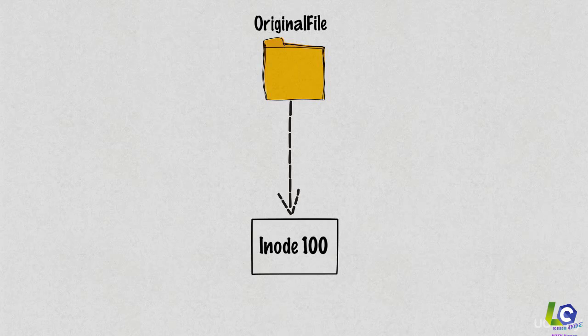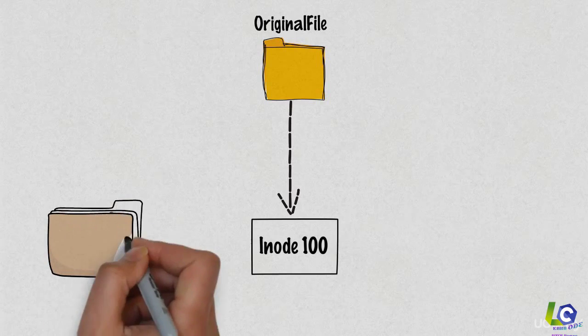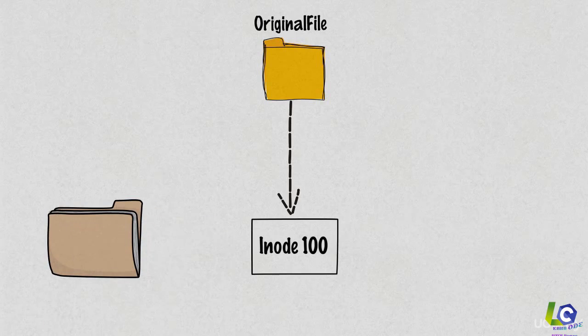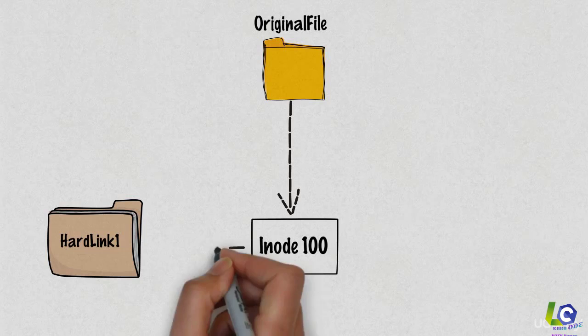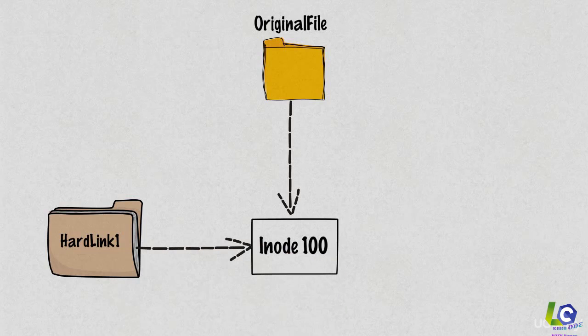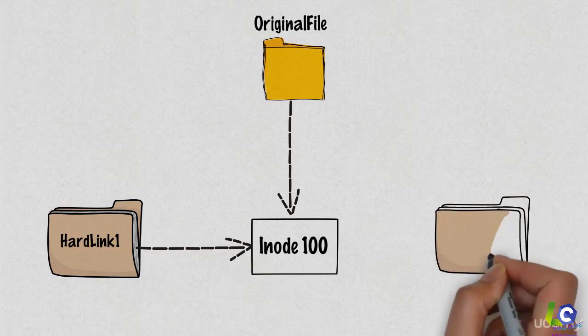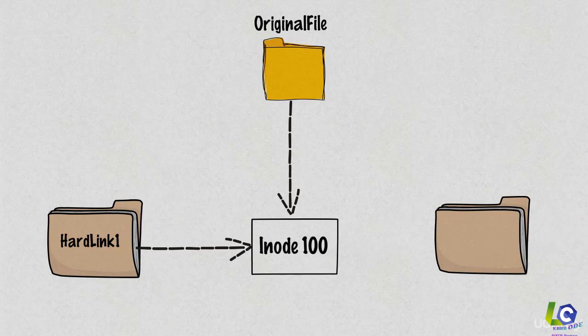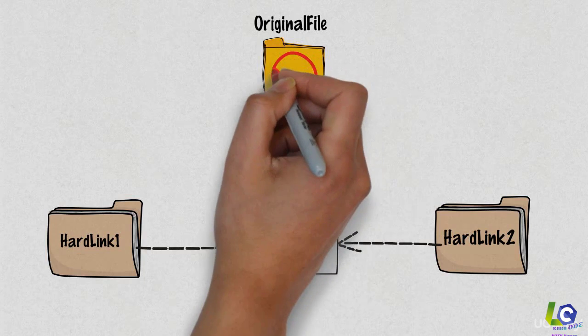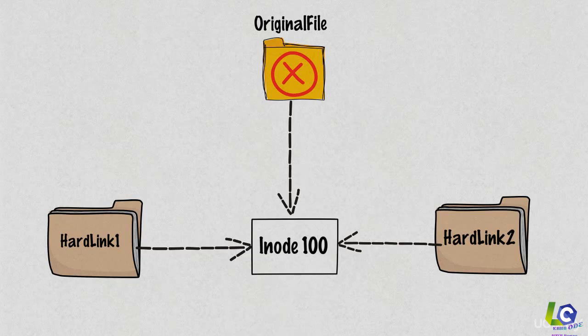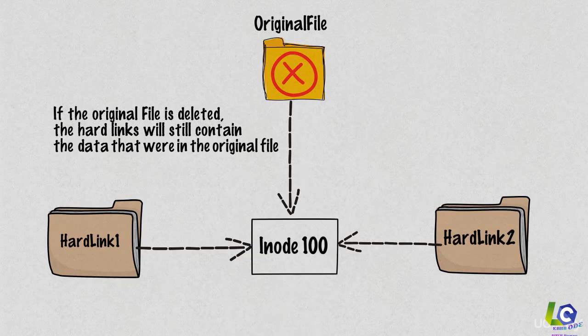Here's the visualization of a hard link. Here we have an original file which has an inode number of 100, and we have two hard links. Observe here that all three files have the exact same inode number, and all three files have the exact same file size. And if you delete the original file, this will not affect the hard links by any means. They are kind of like a copy. It's like a copy, not a shortcut, right?